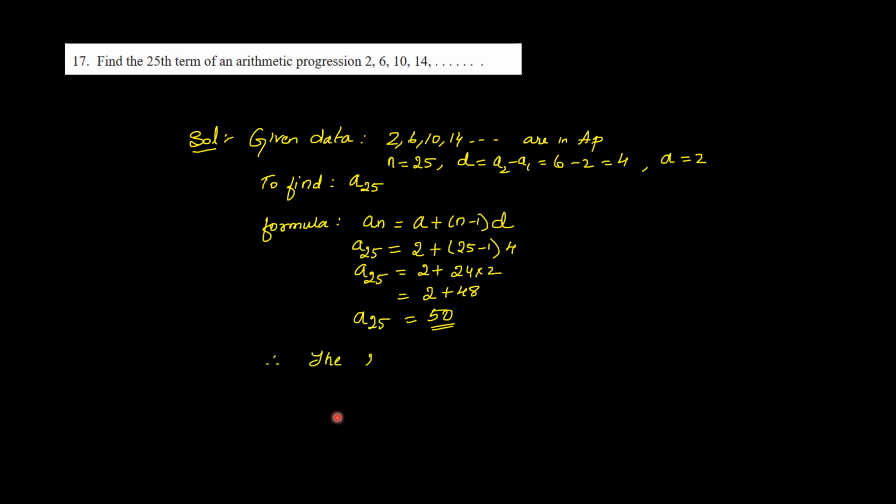Always write the conclusion. Therefore, the 25th term of the AP is 50. So you have to maintain the same order: given data, to find, formula, then the conclusion.